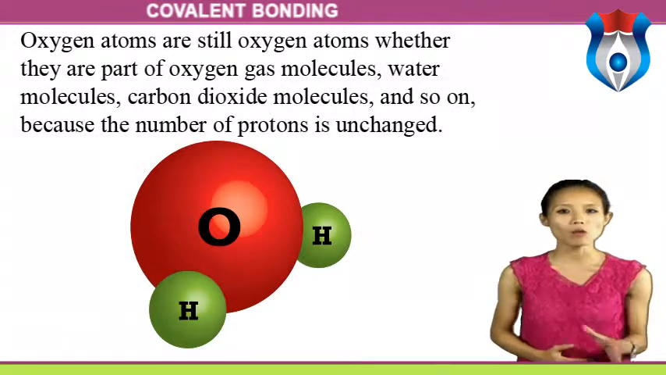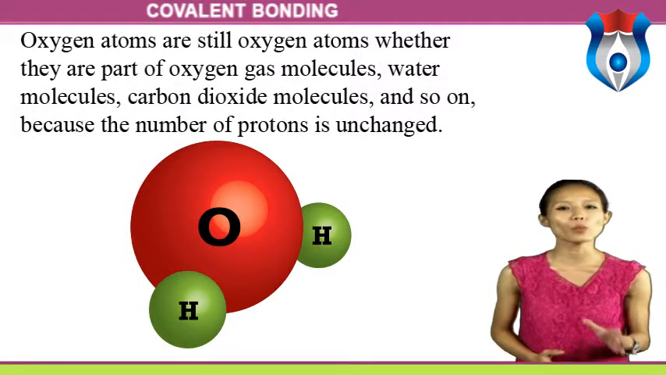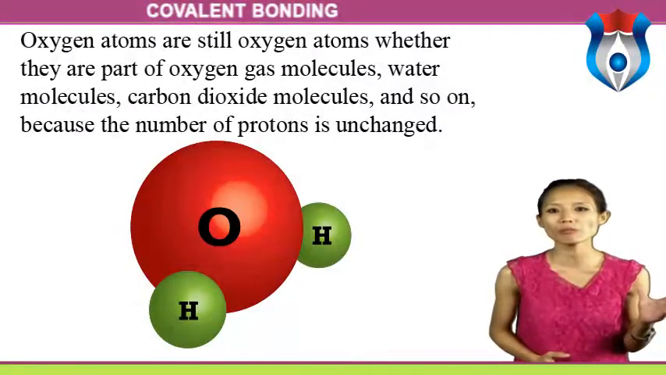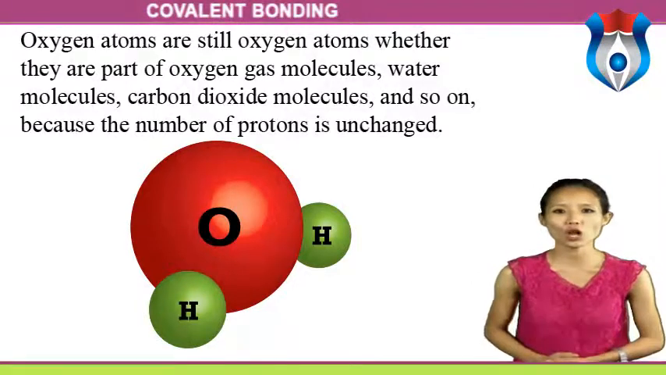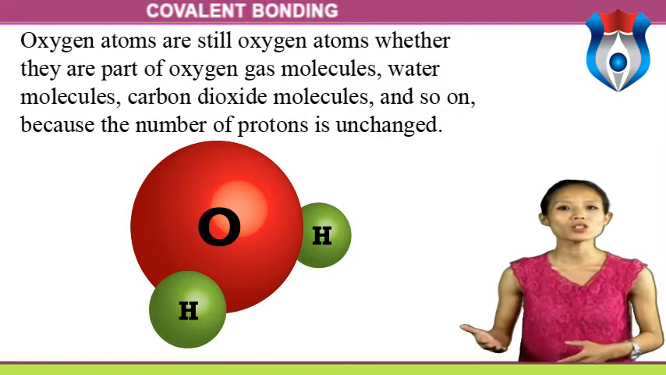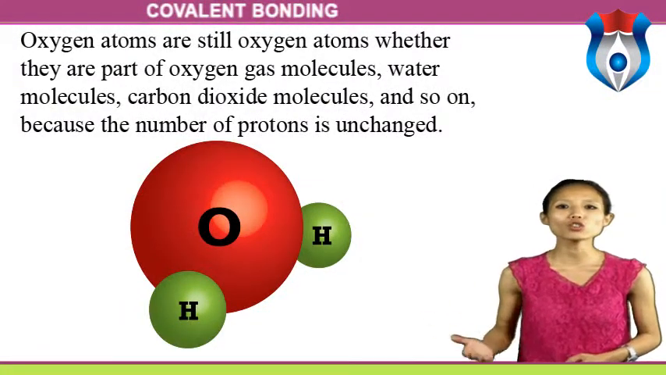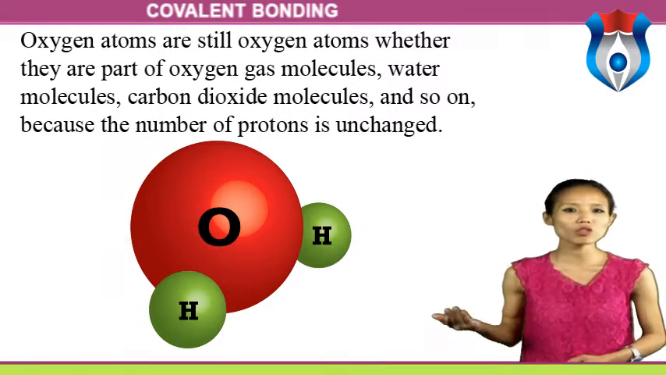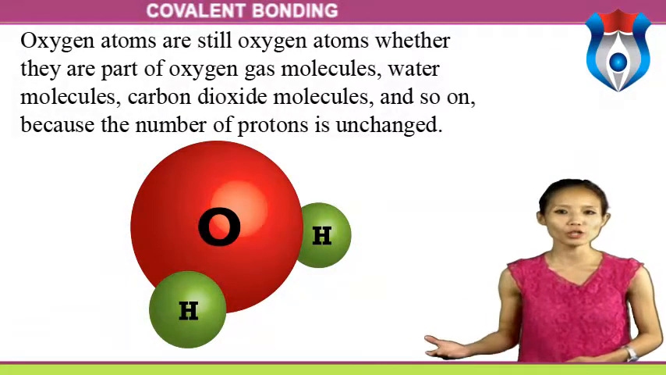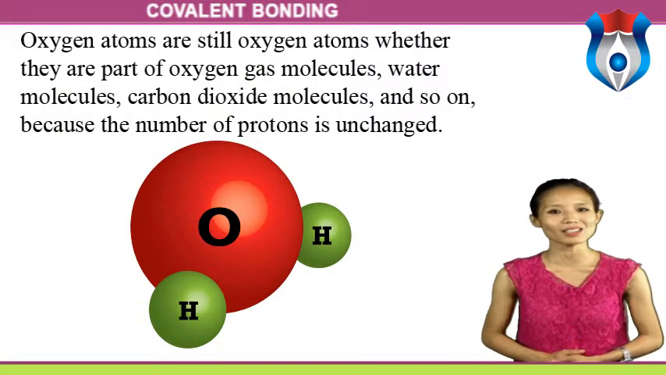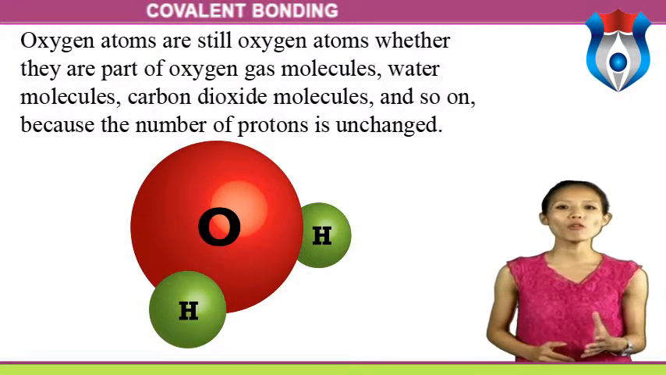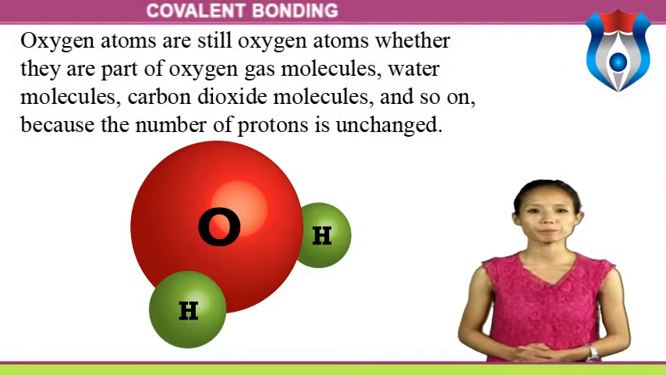When compounds are formed, the identity of the atoms, which is associated with the number of protons in the nucleus, does not change. For example, oxygen atoms are still oxygen atoms, whether they are part of oxygen gas molecules, water molecules, carbon dioxide molecules, and so on, because the number of protons is unchanged.